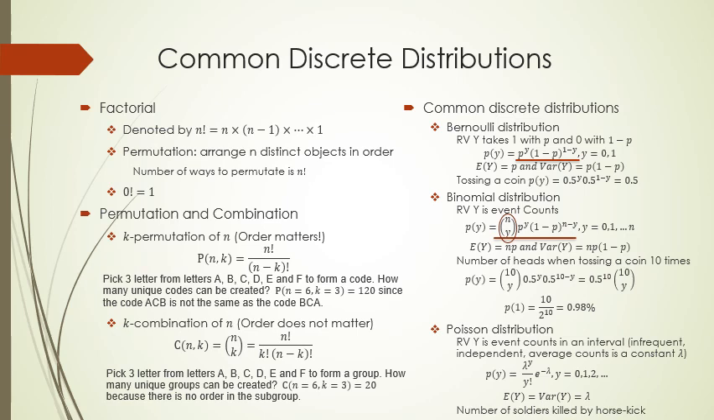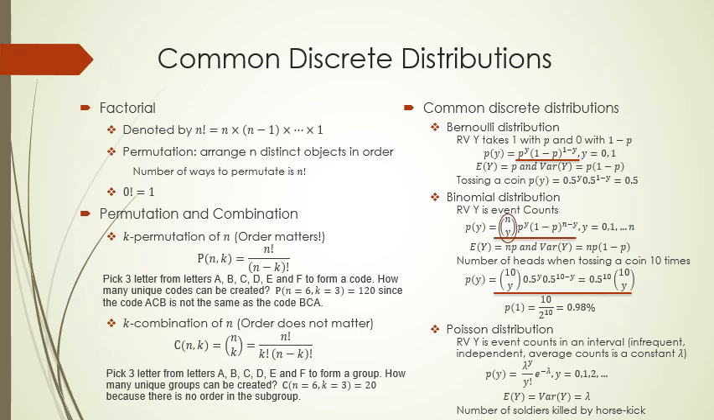For example, if we count the number of heads when we toss a coin 10 times, then we have this result. It tells us, for instance, that the chance of only one head in the 10 trials is 0.98%.